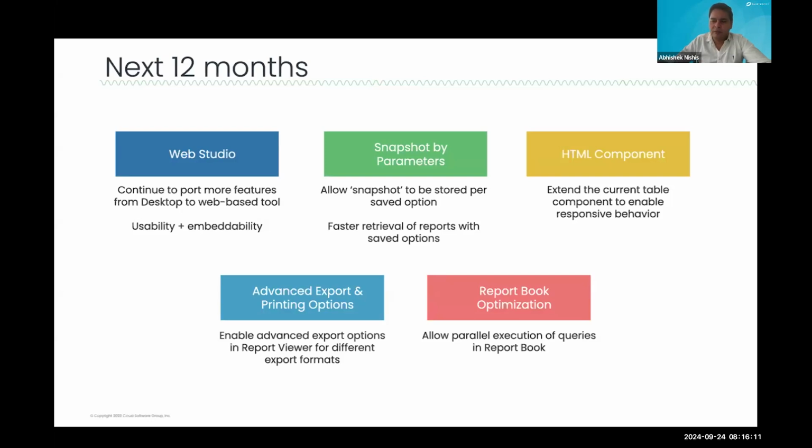So we had this part where there was only one snapshot per report. We are extending that where you can have multiple snapshots per report. So for every parameter that you run the report with, there'll be a different snapshot. This increases the performance of the report, especially when you don't need the real-time data.